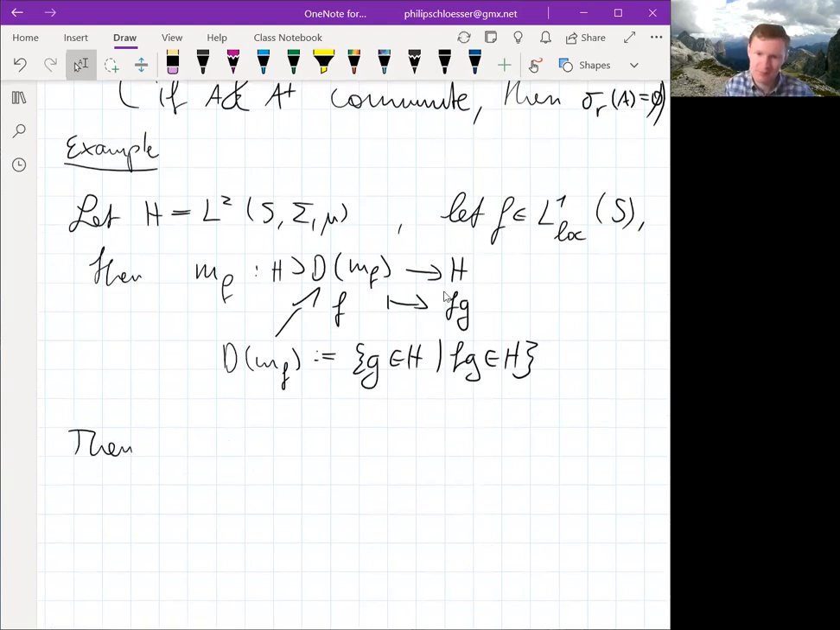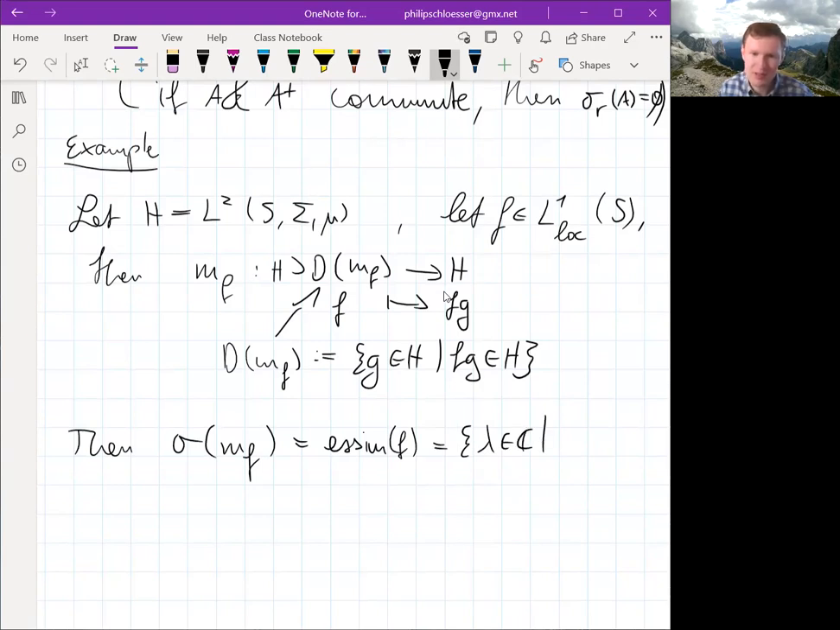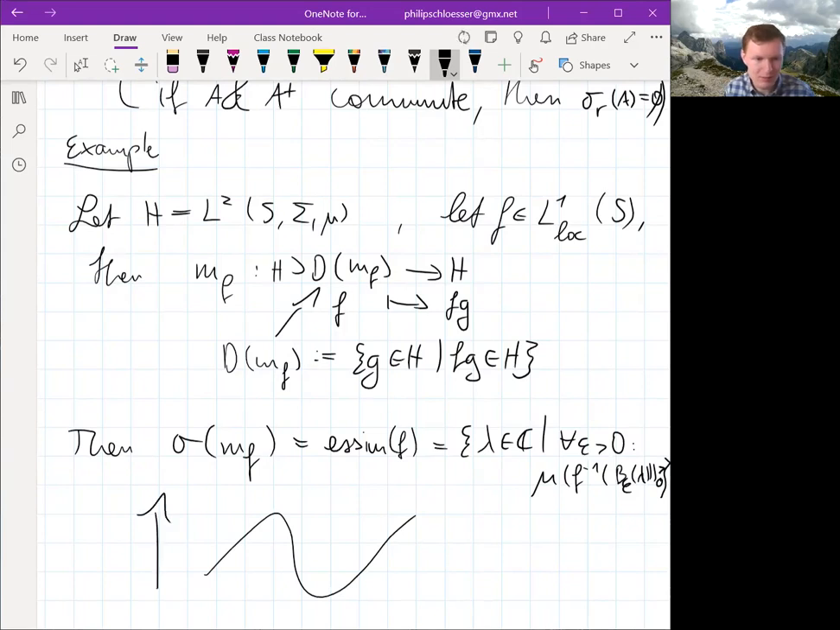Then what is the spectrum of this multiplication operator? It's basically the essential image of f. What does that mean? It's all of the lambdas such that for every epsilon greater than 0, the measure of the pre-image of the ball around lambda is bigger than 0. So basically, if f is this function, on this complex axis, then our spectrum would just be this interval here.